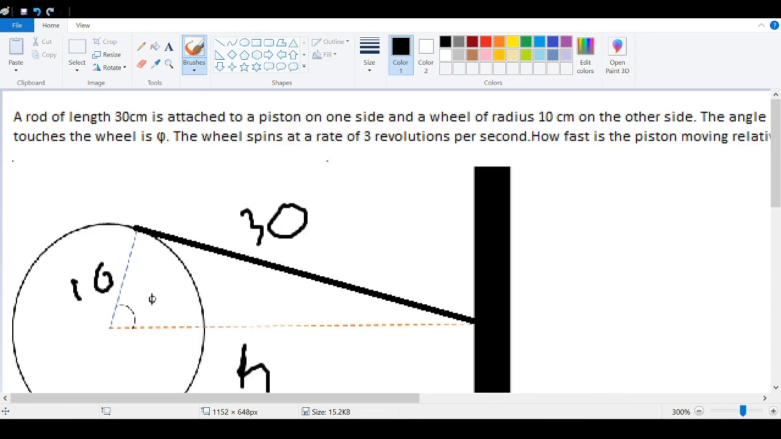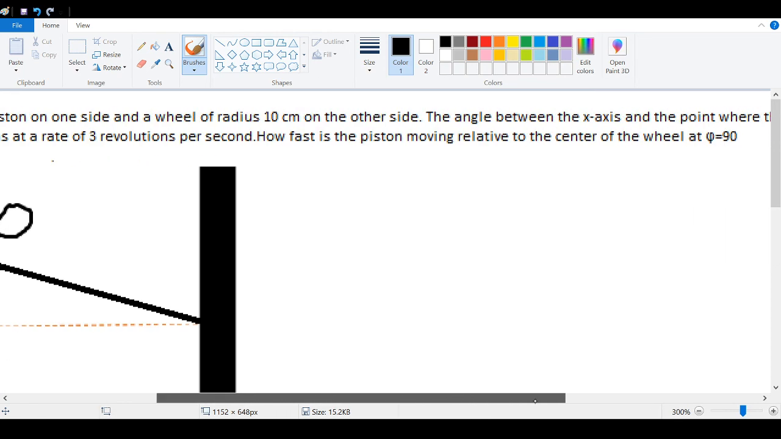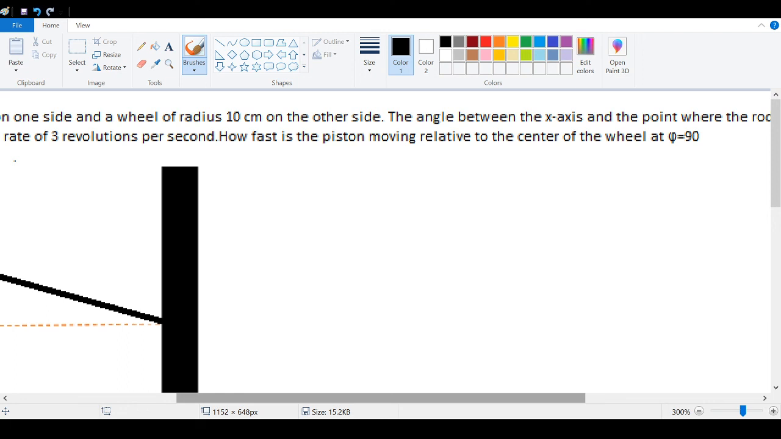And so what we want to find is dh dt. That's what the problem is asking. How fast is the piston moving relative to the center of the wheel?